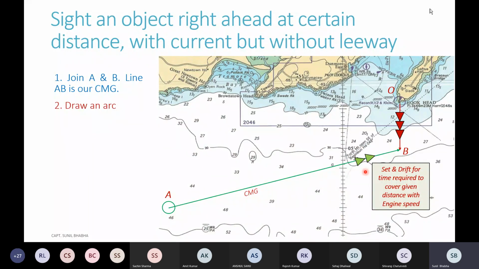Yes, now in the next step we have to draw an arc. So pick up your compass and open up your compass equal to the distance which we need to have from this object, the distance at which this object should be right ahead of us. Keep your compass centered at the lighthouse, in this case the Hook Head light. The compass is open, radius is equal to the distance at which it should be sighted right ahead, and now we are going to draw an arc so that the arc cuts our course made good line AB. So let's draw that arc.